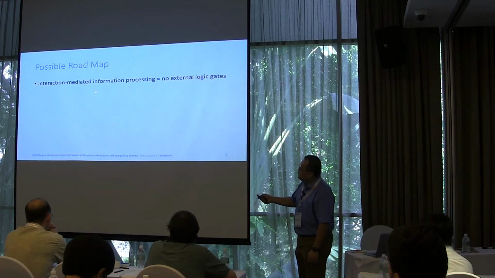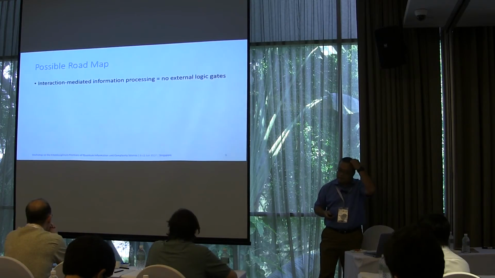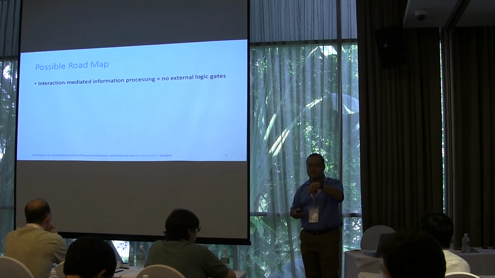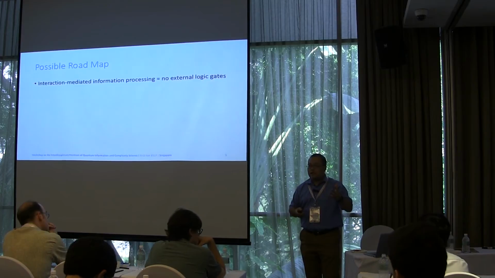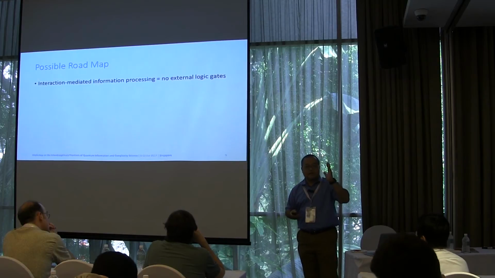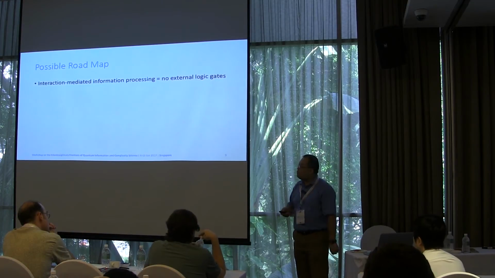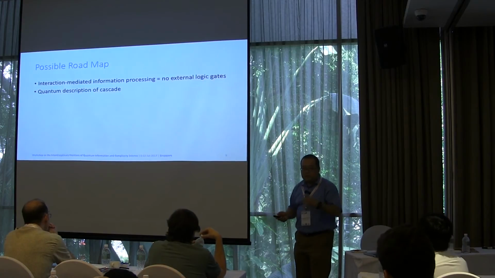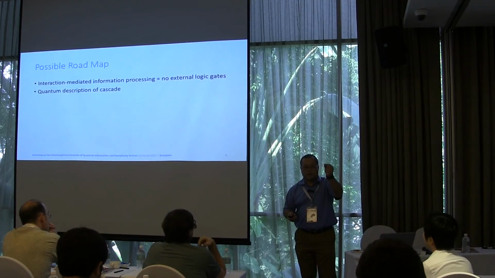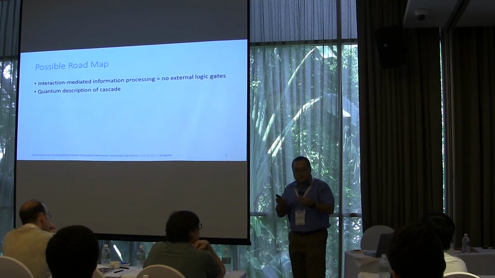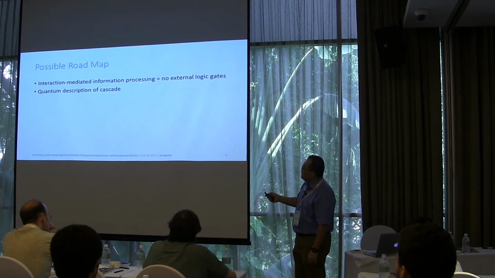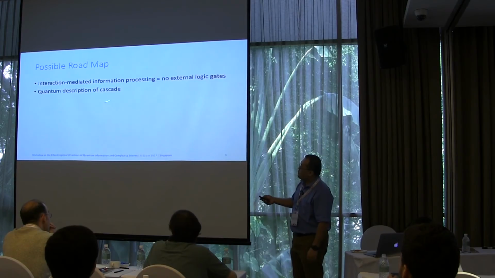And the information processing that I talk about here is interaction mediated. So you don't have externally imposed logic gates, like the Hadamard gates and controlled-NOT gates that you are much more familiar with. And of course, in the brain itself, there are no logic gates. There's nothing that looks like a NOT or XOR, they are just neurons connected to each other. Classically, we are okay working with that, but quantum mechanically, I'm not sure how we would describe that.